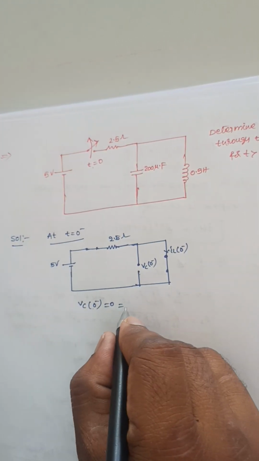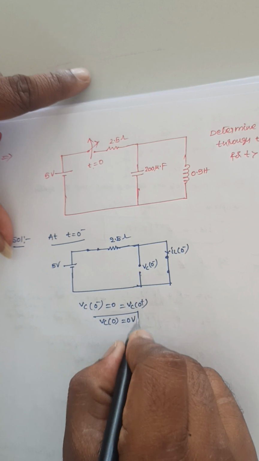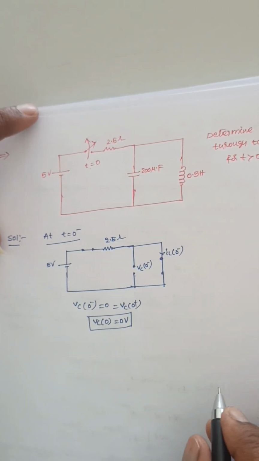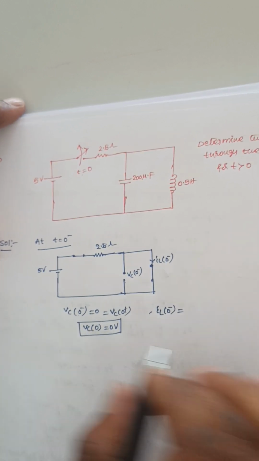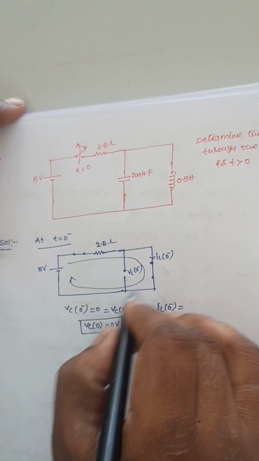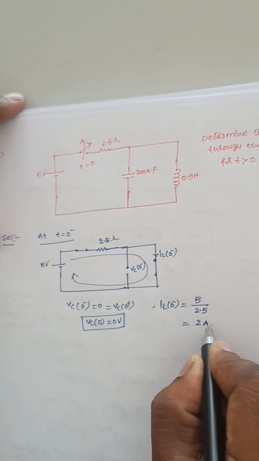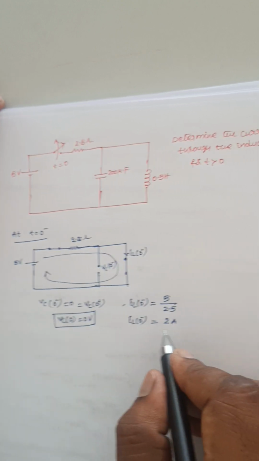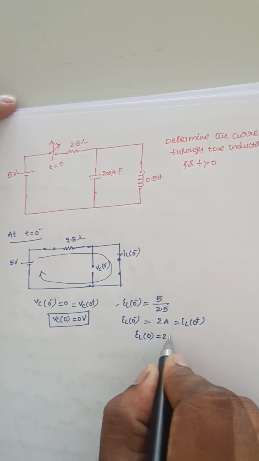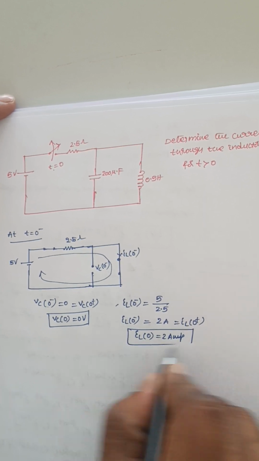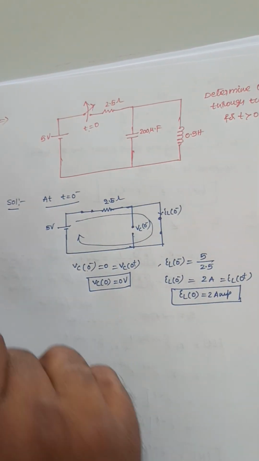So VC of 0 minus is equal to 0, so that is equal to VC of 0 plus. So VC of 0 is equal to 0 volts. This is the initial voltage across the capacitor. Now the current through the inductor IL of 0 minus: since the current is flowing in this direction, there is a path available, so that is 5 divided by 2.5, that is 2 amperes. So IL of 0 minus is 2 amperes, that is equal to IL of 0 plus, so IL of 0 is equal to 2 amperes. So we calculated the initial voltages across the capacitor and currents through the inductor.